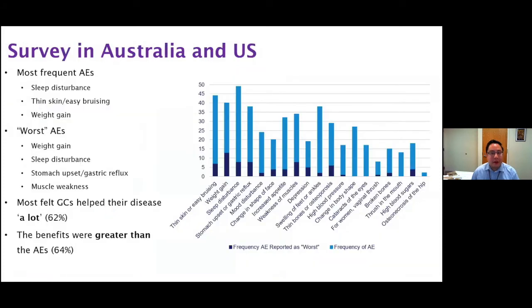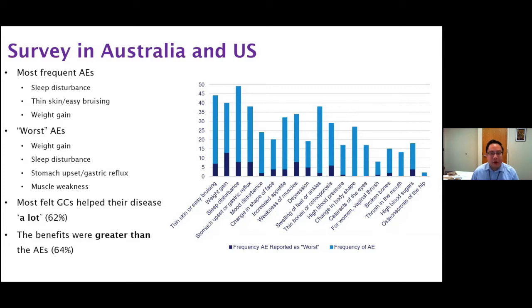In addition, there was also some original survey data from 2 centers. In Australia, across a number of rheumatic diseases, and in the US in rheumatoid arthritis patients. Patients were asked about the frequency of 19 impacts of glucocorticoid use, as well as which was the worst. The light blue refers to the overall frequency, the most frequent being sleep disturbance, and the dark blue refers to the frequency of the effect being described as the worst, with the worst being weight gain.